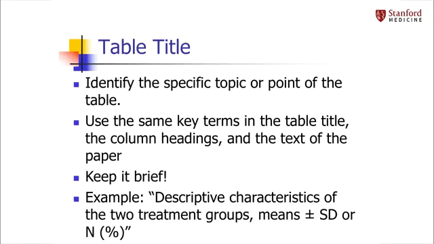Remember, it's okay to repeat keywords. You want to repeat them so that your reader doesn't get confused. You also want to keep the table title concise. An example title would be "Descriptive characteristics of the two treatment groups," and then "means, plus or minus, standard deviation, or n%." This tells the reader the point of the table, to describe the two groups, and lets them know what statistics to expect.